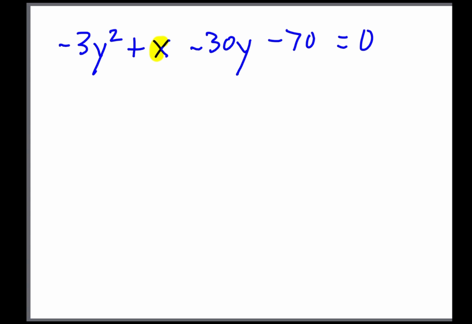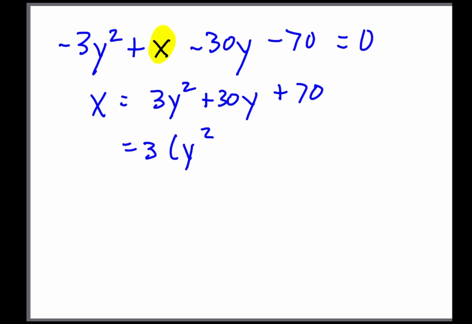So let's go negative 3y squared plus x minus 30y minus 70 equals 0. Okay, so I've got the x here, so I'm going to get everything solving for x. So x equals 3y squared plus 30y plus 70. Move everything to the right-hand side. Okay, I'm going to take the 3 out. That gives me y squared plus 10y, and I'm going to complete the square. So plus half of 10 is 5. 5 squared is 25. So I've added 25 in there, into that part of it.